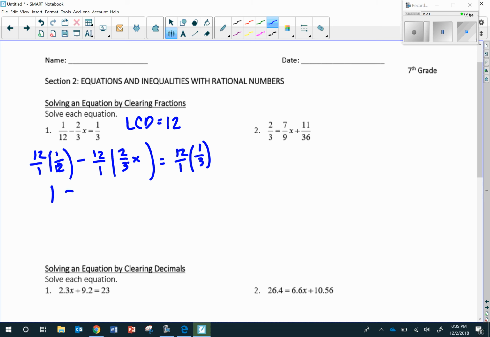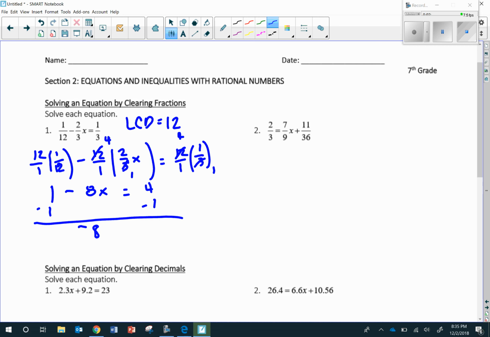3 goes into 3 one time, into 12 4 times. And so this would be 8x. And then when I look to my equal sign, I can divide 12 and 3 both by 3. So that simplifies into 4. I now have a two-step equation. So I'm going to go ahead and solve for x by subtracting 1 from both sides.